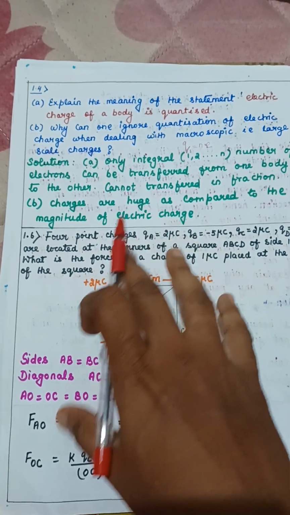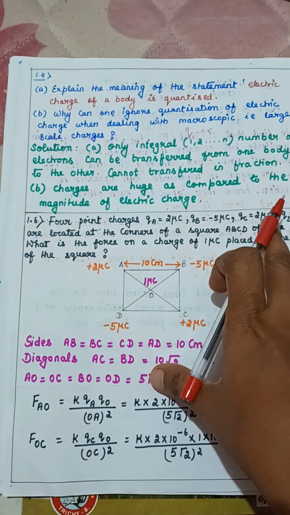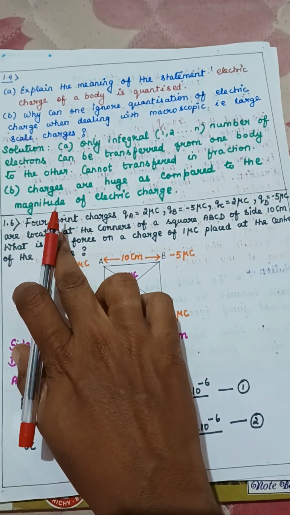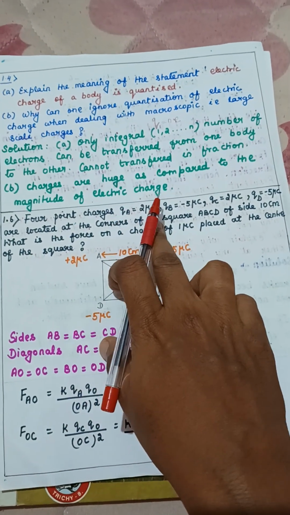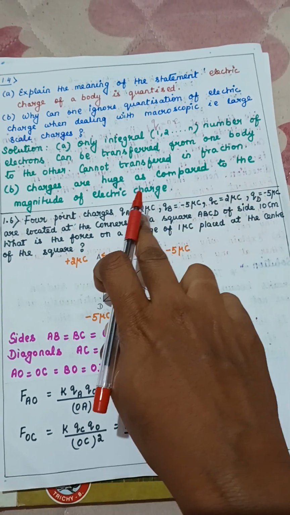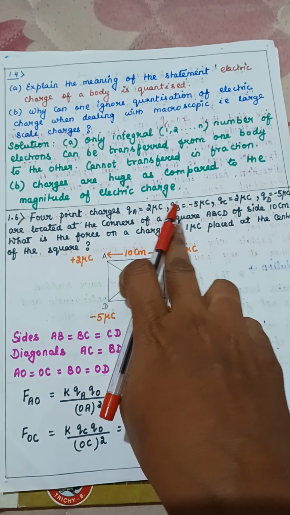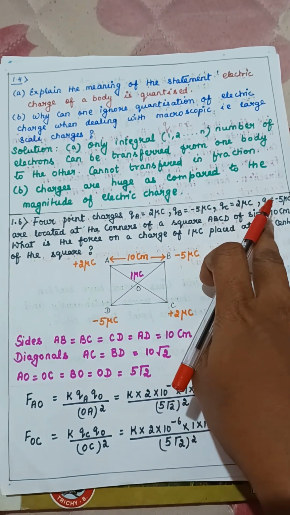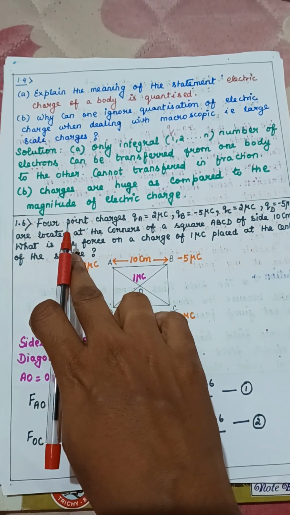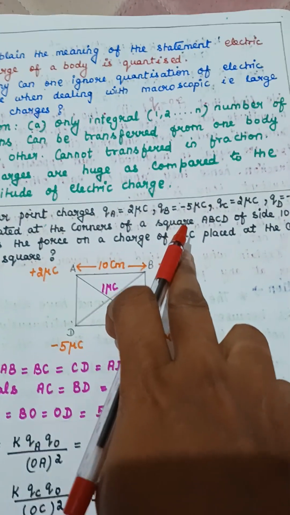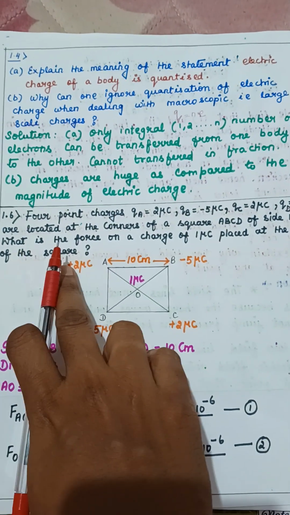1.5 is also a theory question, that's why I skipped, and now we will see 1.6. Four point charges QA, QB, QC, QD, for all they have given the separate values, are located at the corners of a square ABCD of side 10 cm. What is the force on a charge of 1 μC placed at the center of the square?